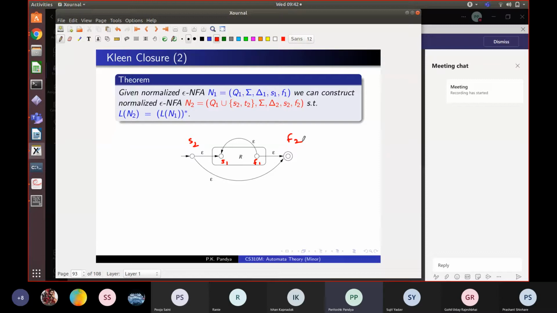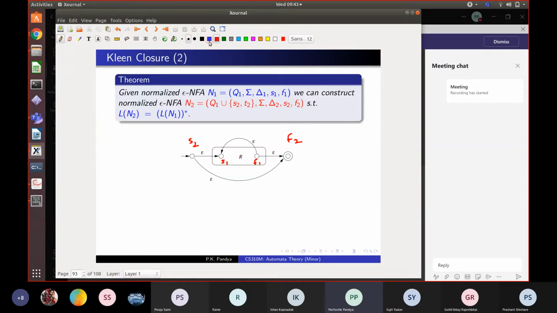So is the construction clear to you? Yeah? Let me give an example of this construction.